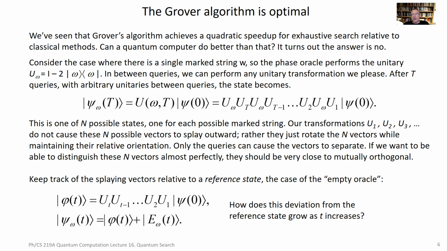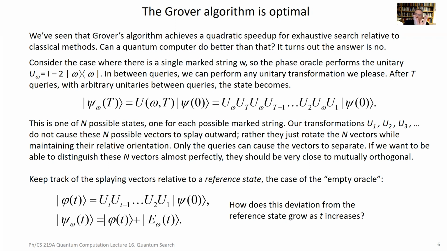So what I want to do is keep track of how those vectors splay apart as we do one query after another after another. And what I want to see is that we're going to need lots and lots of queries to make all capital N possibilities distinguishable from one another. And that's how we'll obtain a lower bound on the number of queries that are needed to find the marked state with low failure probability.